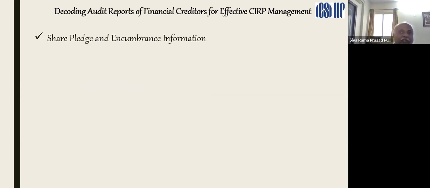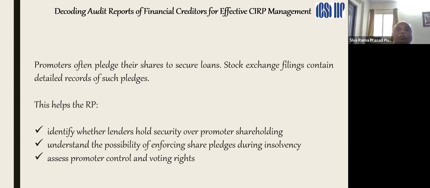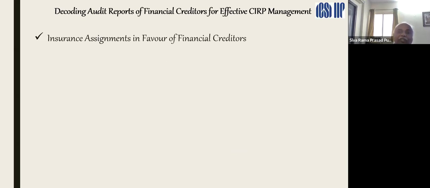Share pledge encumbrance information. Promoters often pledge their shares to secure loans. Stock exchange filings contain the detailed records of such pledges. This helps the RP identify whether lenders hold security over promoters' shareholdings or not, understand the possibility of enforcing the share pledges during insolvency, and assess the promoter's control over the voting rights.